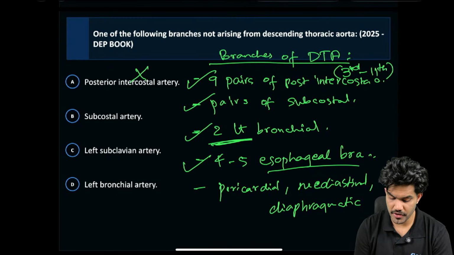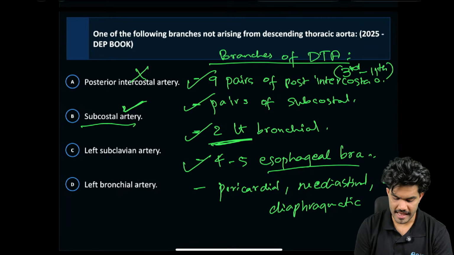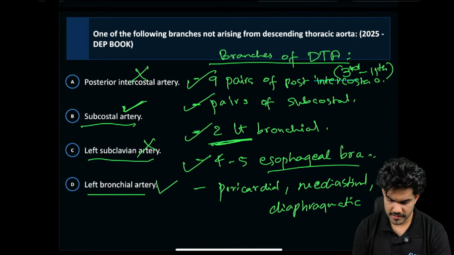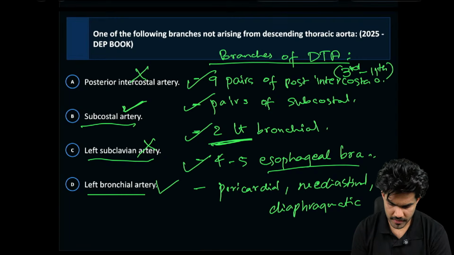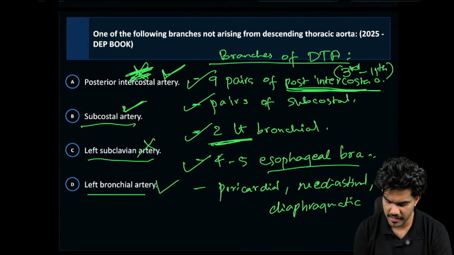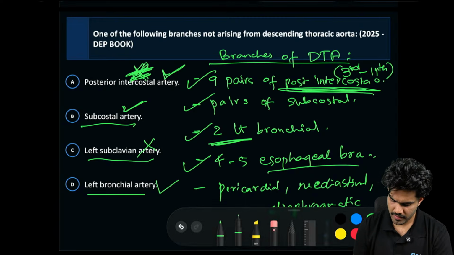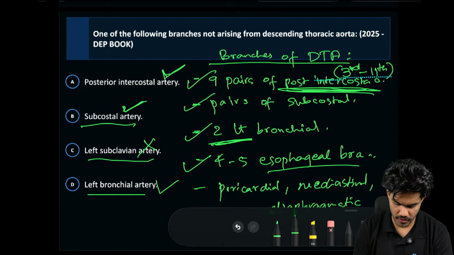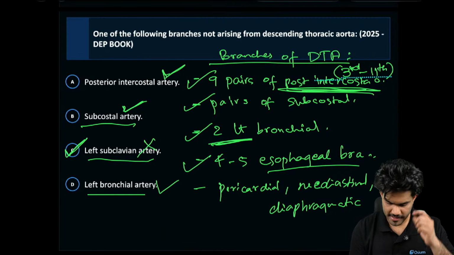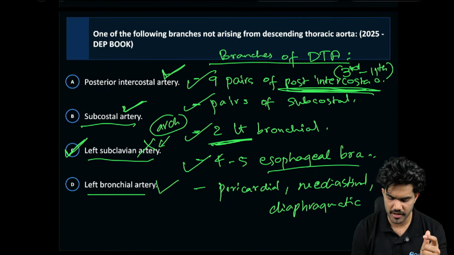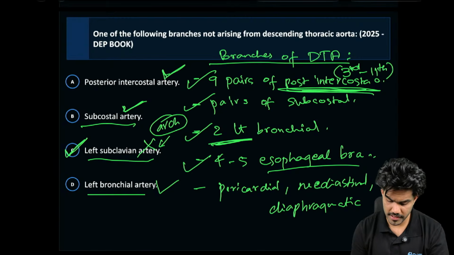Posterior intercostal artery, yes. Subcostal artery, yes. Left subclavian, no. Left bronchial artery, yes. So they are talking about a wrong statement. So the wrong statement only present here is C, left subclavian. Where is it coming from? Left subclavian, directly from the arch of aorta. Clear? Yes.